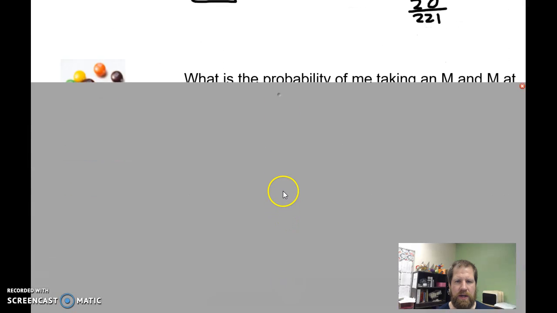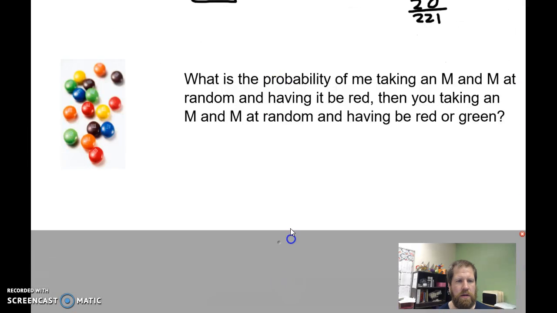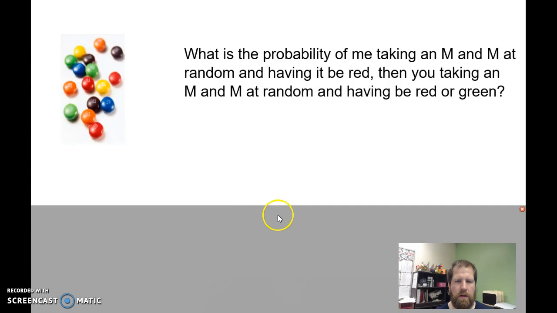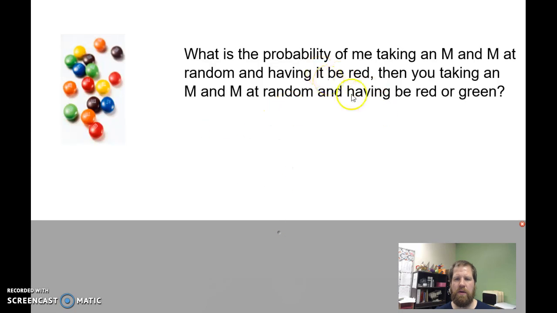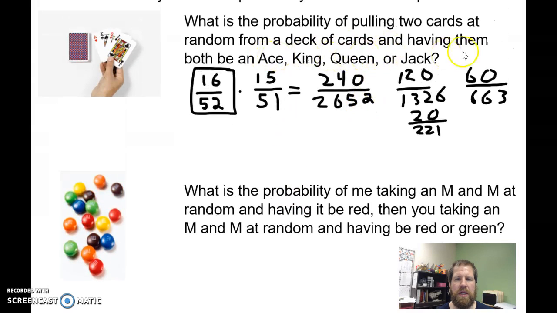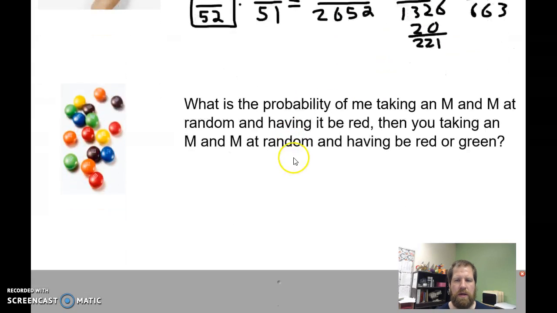Now let's look at another one. It's kind of the same idea, but now we don't really have the same event. Up here we were looking for pulling those same cards, but now we're looking at two events that are still dependent. They're still connected, but they're not the same.